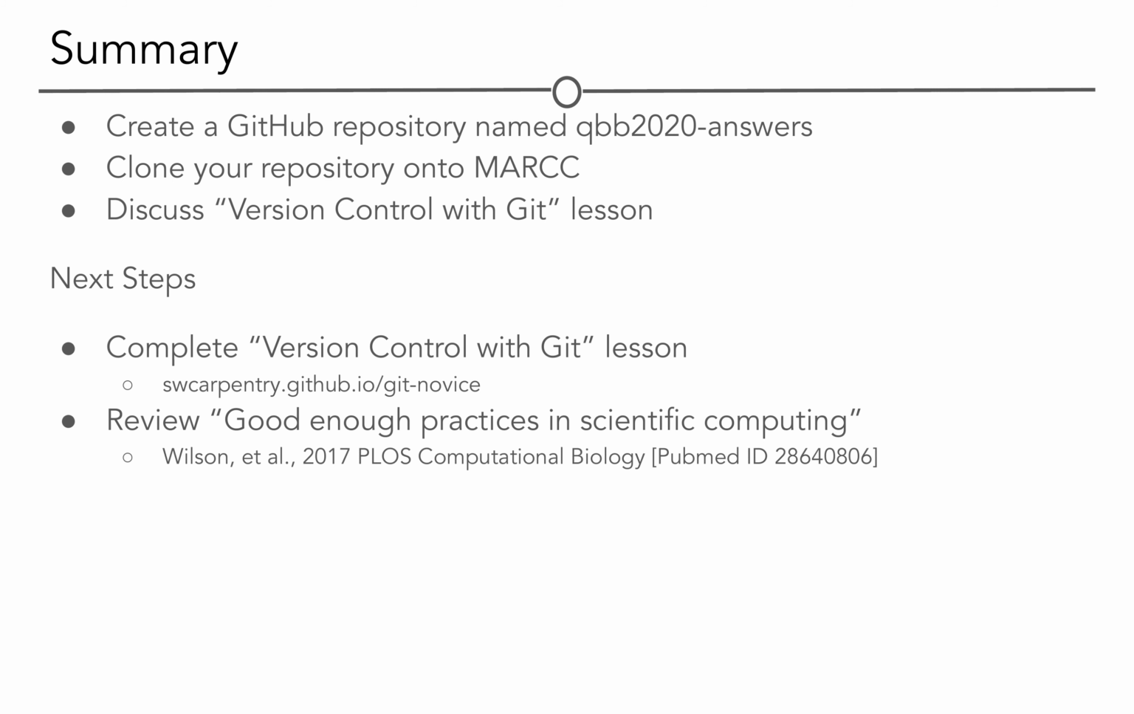In this tutorial, we created a GitHub repository named QBB 2020 Answers, cloned your repository onto MOOR, and discussed version control with Git. Some possible next steps are to complete the version control with Git lesson and review good enough practices in scientific computing.